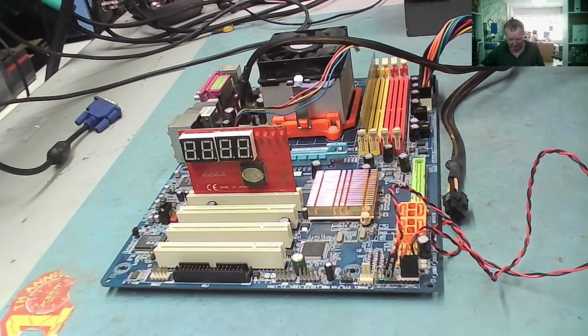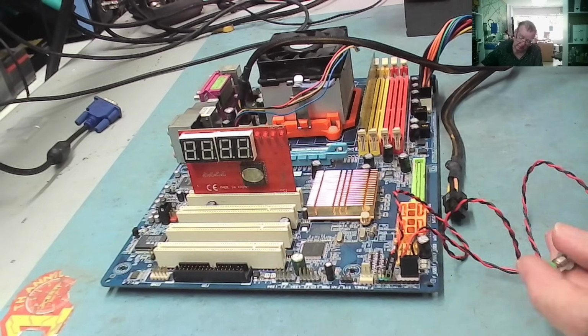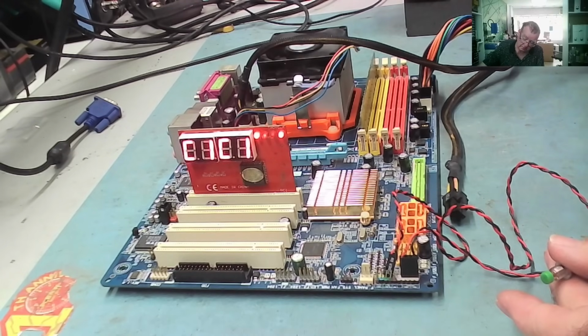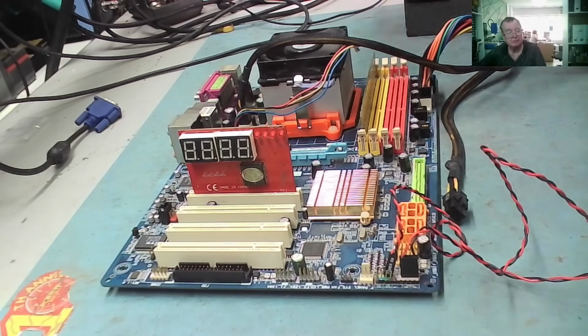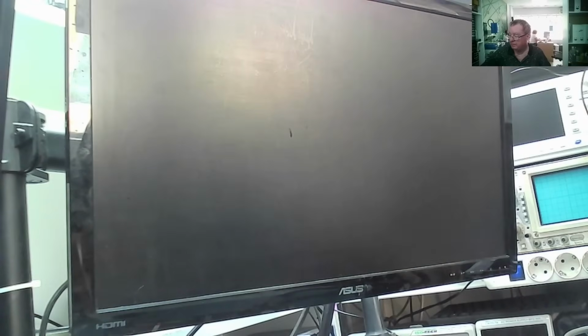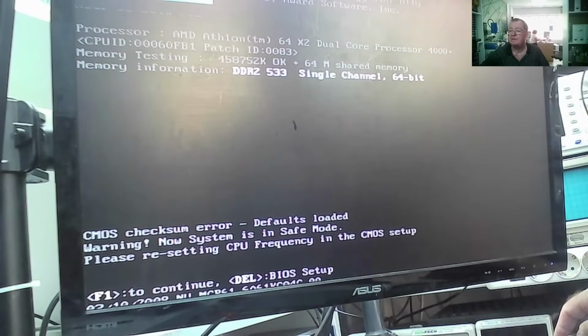Okay, just popped a strip of DDR2 in there. What's it do now? Well, it goes past that and it's bleeped. Okay. Let's see if we get a picture out of it. Bleep. Blue light comes on. Yeah, and it boots up. So Athlon 64 X2, 4000+. We can see the processor there. Yeah. It works at least as far as getting to the BIOS.